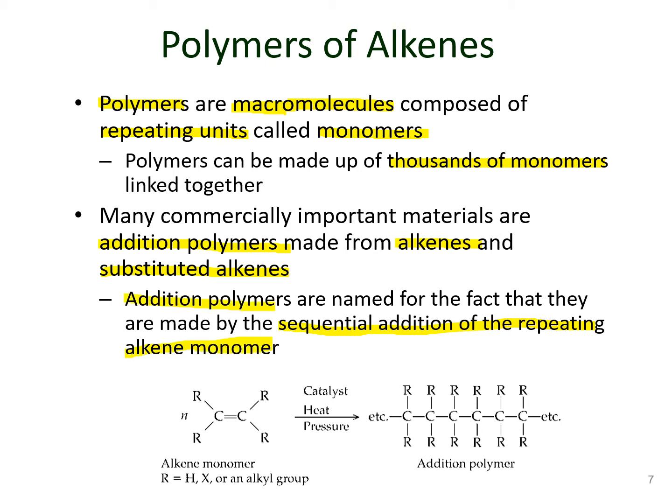In the reaction, an alkene monomer is shown as a reactant on the left side, and the double bond clarifies that it is an alkene, whereas these R groups can be hydrogen, they can be a halogen, or they can be an alkyl group. Some conditions will be required for such a reaction, like heat or pressure, and thousands of these alkenes will join together and give us the product, the addition polymer.